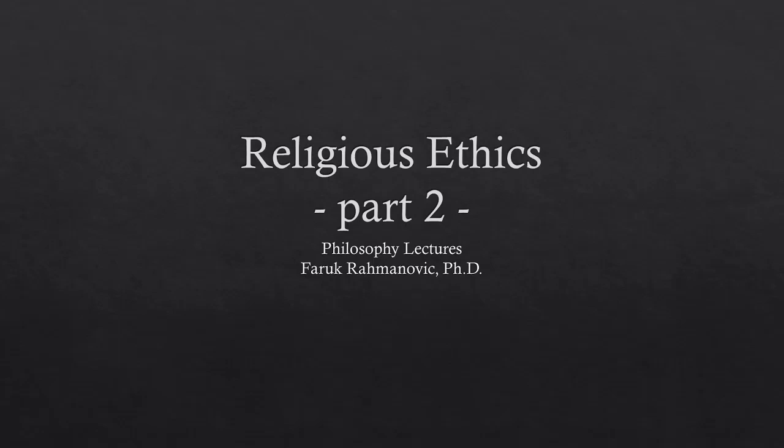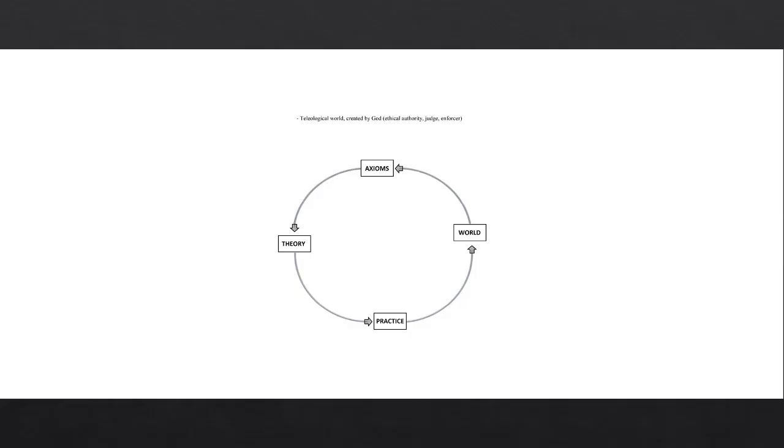Step 1 is the axioms. Axiom 1. The world is the intentional and purposeful creation of God, an ethical authority, judge, and enforcer. That is, the world is teleological. Notice that the nature of God is left vague here, and that's intentional. All the noted aspects are religiously universal. That is found in every one of those 6 major religions.